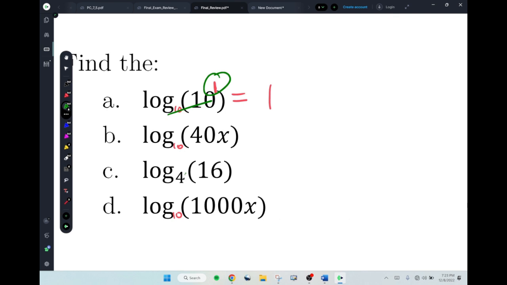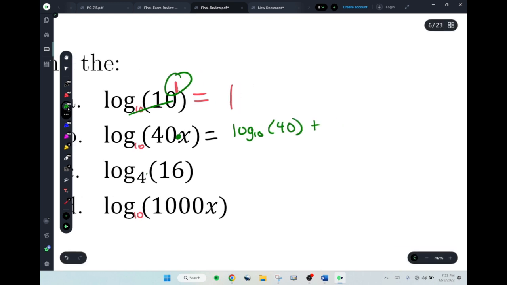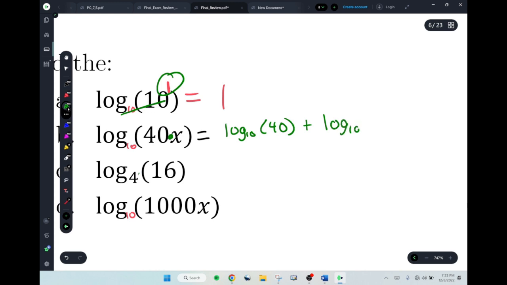Ooh, the next one needs a rule. Yes, that's the rule. Multiplication on the inside turns into addition on the outside. So you end up with log 10 of 40 plus log 10 of x. Pretty much done.